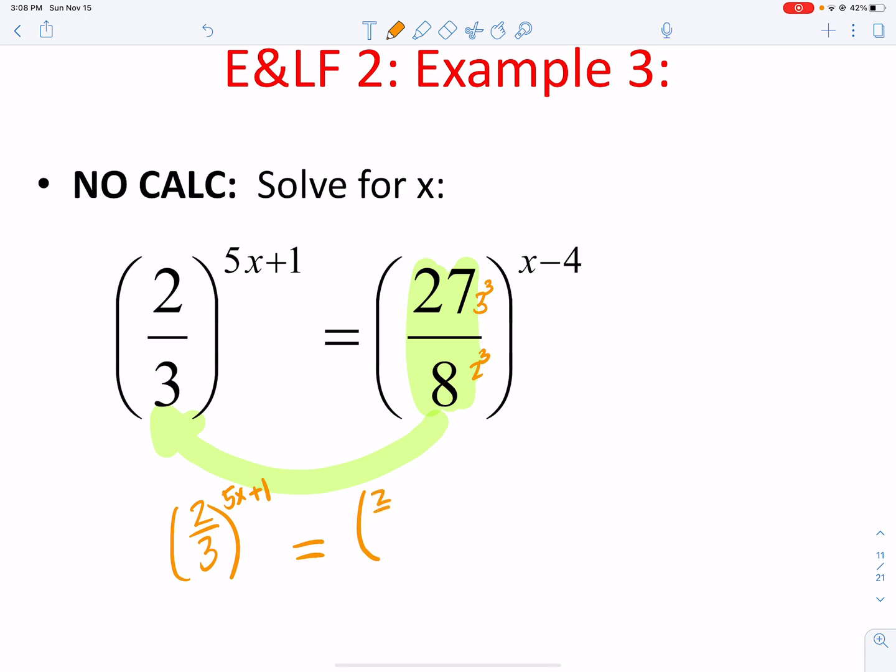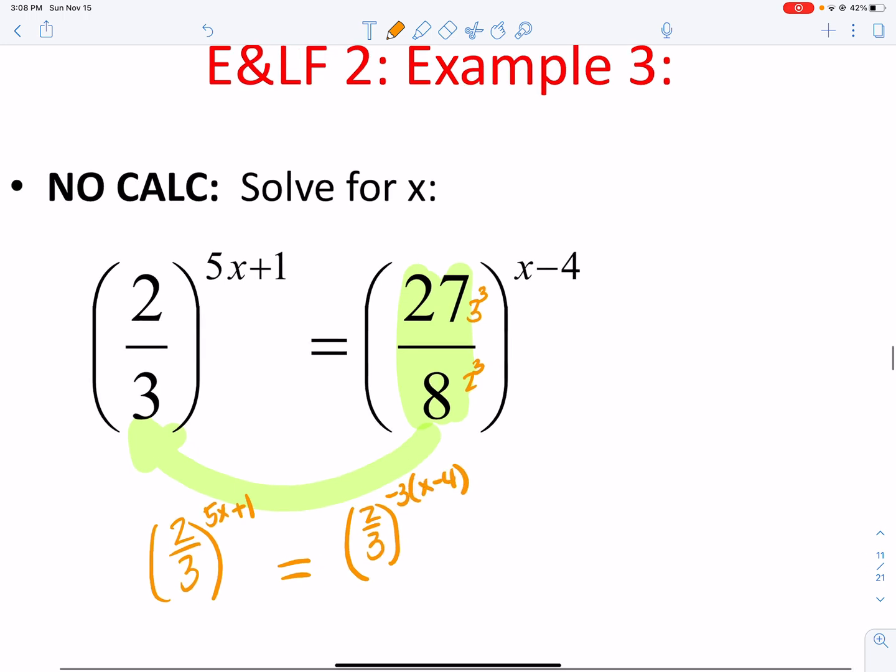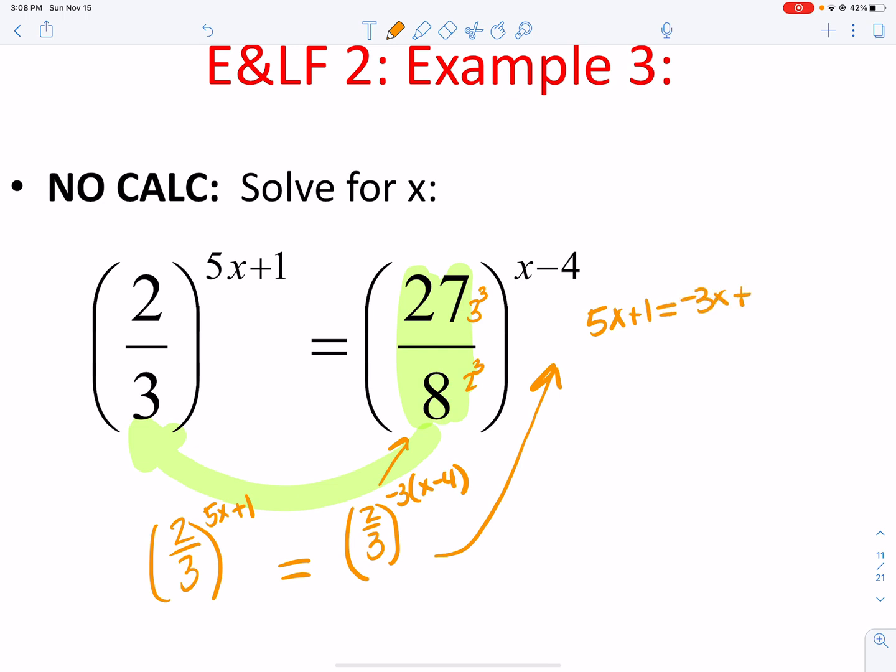Wouldn't this be 2/3 to the negative 3, and then it would be x minus 4? Because if I take it to the negative 3, that would give me the 27/8. So now my bases are the same, and I get 5x plus 1 equals a negative 3x plus 12. So I'm going to add the 3x and get 8x. I'm going to minus the 1 and get 11. And my answer would be 11/8. And you can check this with your calculator by plugging it into both.